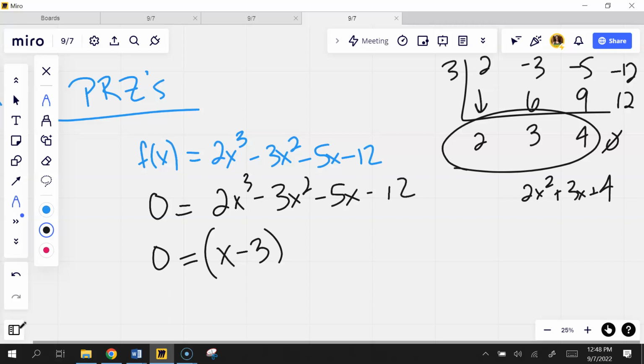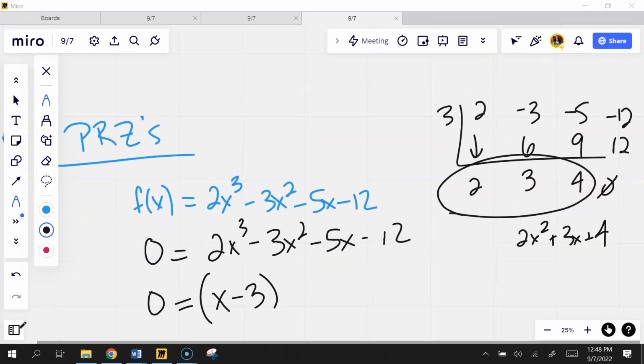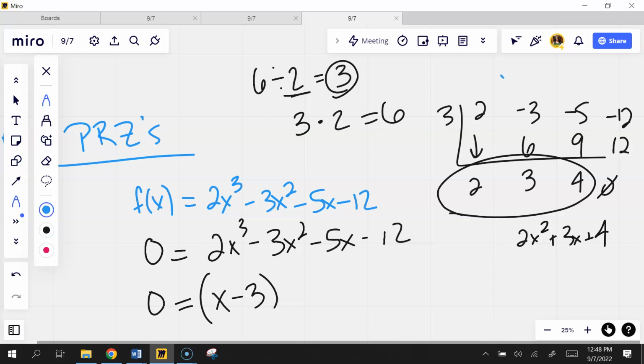The point I'm getting to here is when you multiply two factors together, that gives you what you started with, right? Does that make sense? If I did 6 divided by 2, I would get 3. I could also write this as 3 times 2 equals 6, right? Well, over here, what I've really done is divided this by x minus 3. Would you agree?